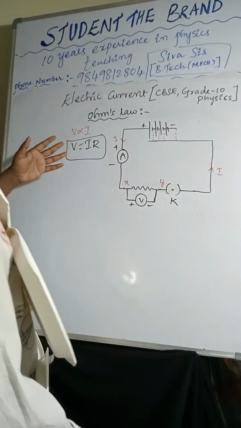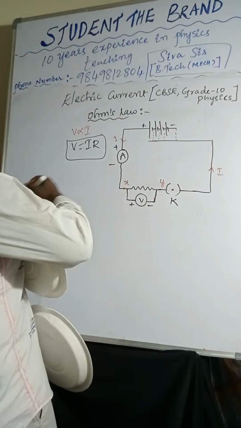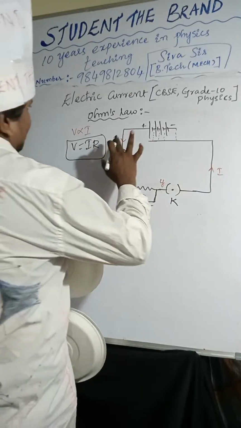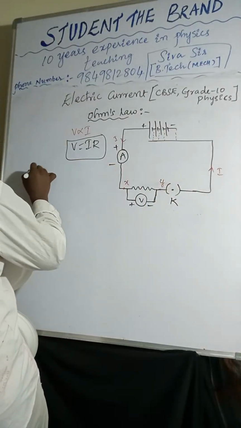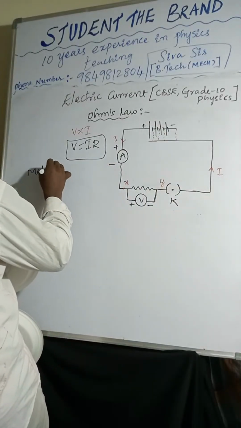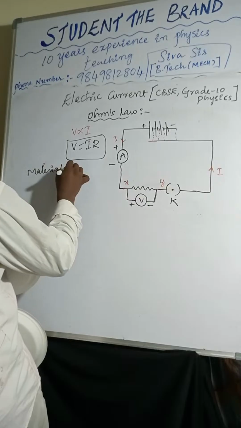So V is directly proportional to I. V equal to IR. Next one, that is about the statement. Next one, materials required. What are the materials required?